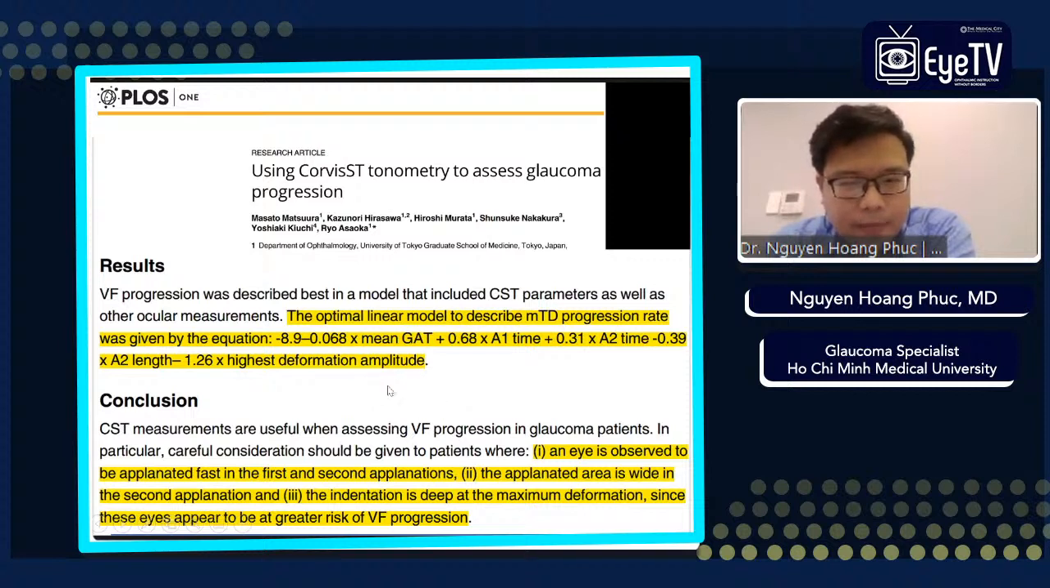This is the first time we see the relation between the cornea and the progression of glaucoma. And she also said that maybe there are relations between the stiffness of the cornea and the stiffness of the sclera. And the biomechanics maybe show us the ability of the sclera to absorb pressure.